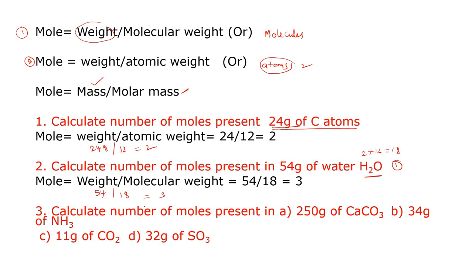Now, how much do we get here? 3 moles. In this way, we can calculate the number of moles present in 250 grams of calcium carbonate, 34 grams of ammonia, 11 grams of carbon dioxide, and 32 grams of SO3. This will be the homework for you. Take it as an assignment.